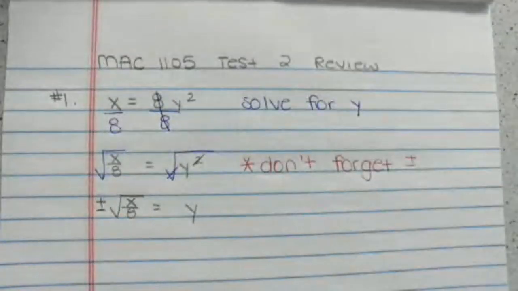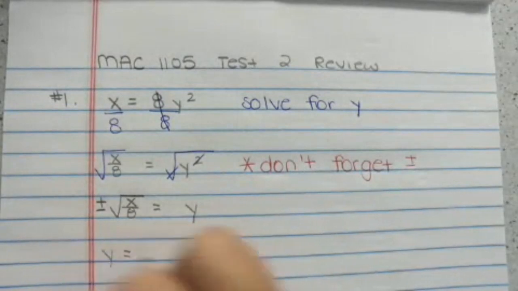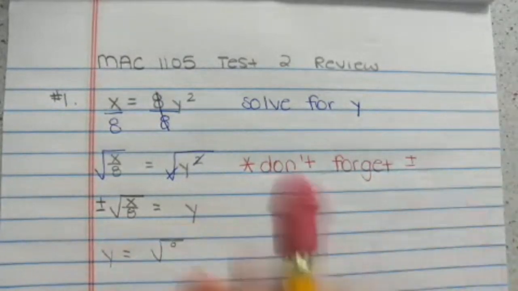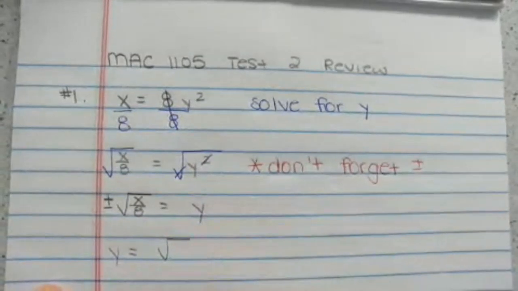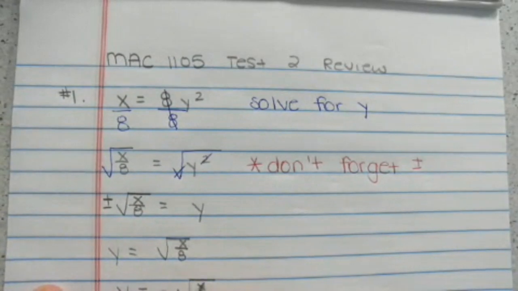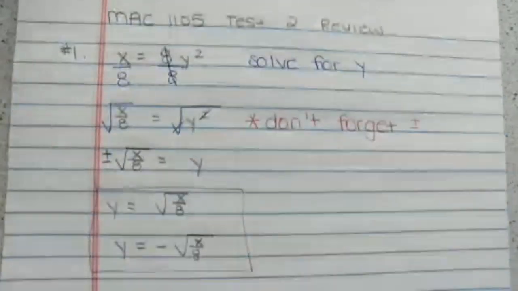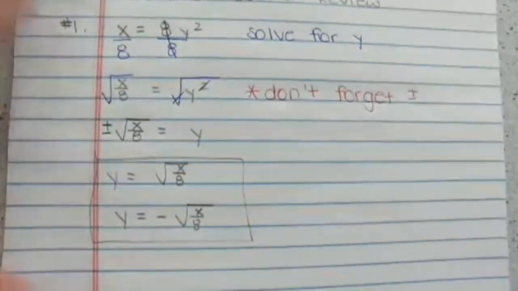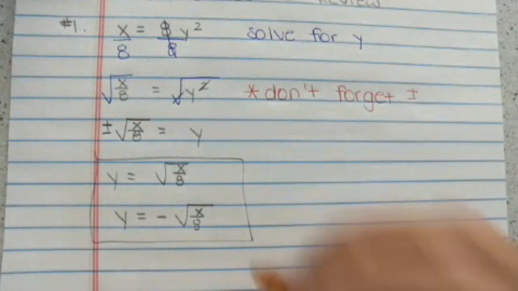Because I got 2 equations out, I have y equals positive square root of x divided by 8. I don't have to worry about simplifying that because I don't really care. I just get 2 things out. And the negative square root of x divided by 8. So because I have 2 equations, that means not a function.